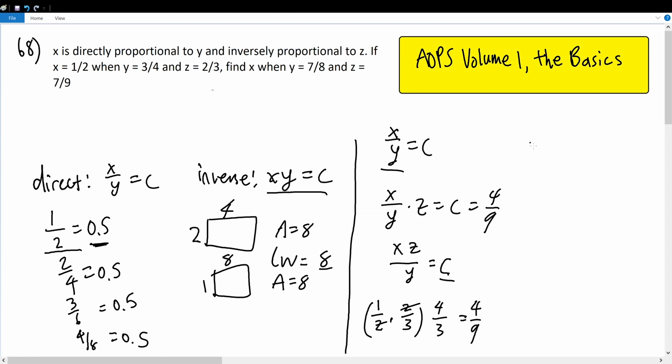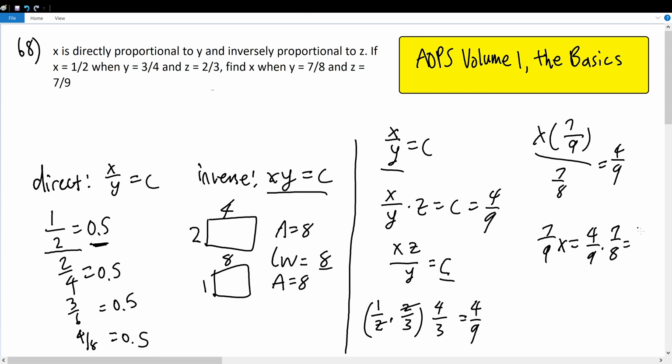And how do we find x? Well, we're given a scenario when y is equal to 7/8 and, sorry, this is supposed to be z, 7/9. Then x times 7/9 divided by 7/8 should give 4/9. Hence, 7/9 x is the same thing as 4/9 times 7/8, which is 7/18. Hence, x is equal to 7/18 times 9/7, which will give us 1/2, the solution to our question.